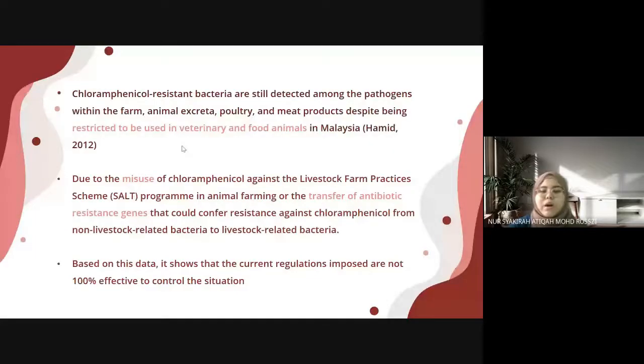So it can be concluded that, based on the data of this review paper, the current regulations imposed are not 100% effective to control the situation. So here are some recommendations that can be done to improve this.